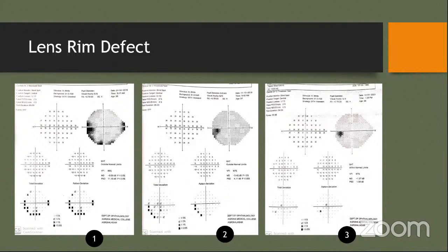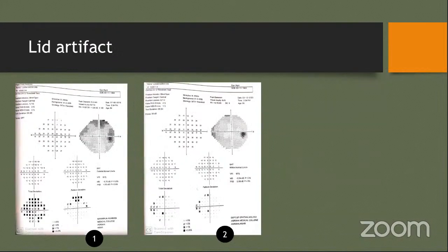One more common artifact which complicates the perimetric finding is the lid defect, which is sometimes because of ptosis or dermatochalasis, and taping the upper lid can again help to remove such defects.